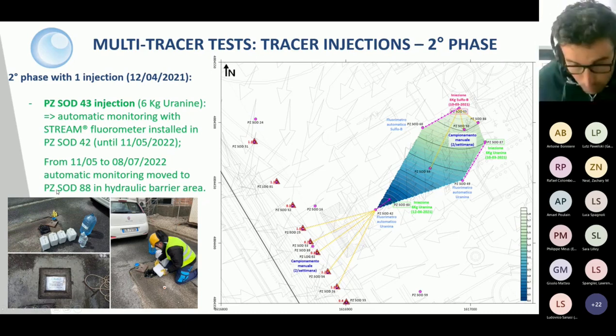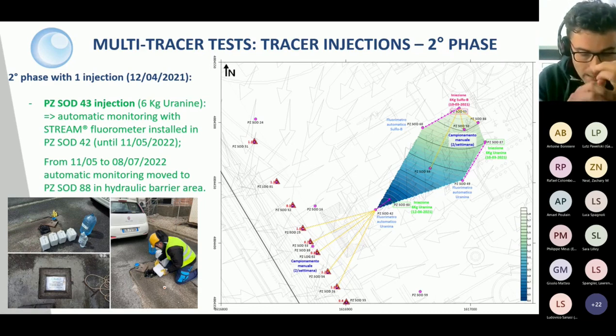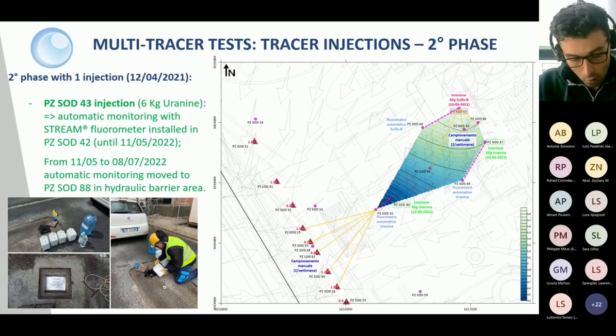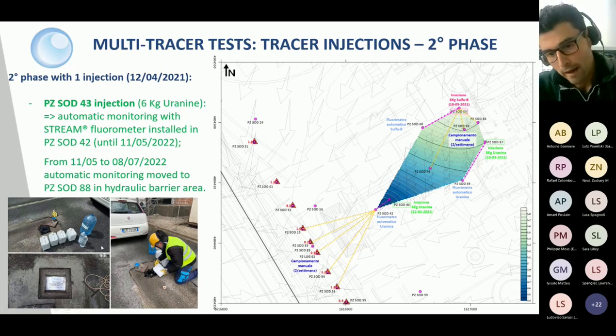Another important piece of information from a hydrogeological point of view is that from the 11th of May, for reasons of tracer test duration and to be as efficient as possible in tracer monitoring, once it was verified that the tracer had arrived and passed, we moved the fluorometer from SOD 42 to SOD 88 in the hydraulic barrier area to monitor whether the tracer also arrived in the barrier area.